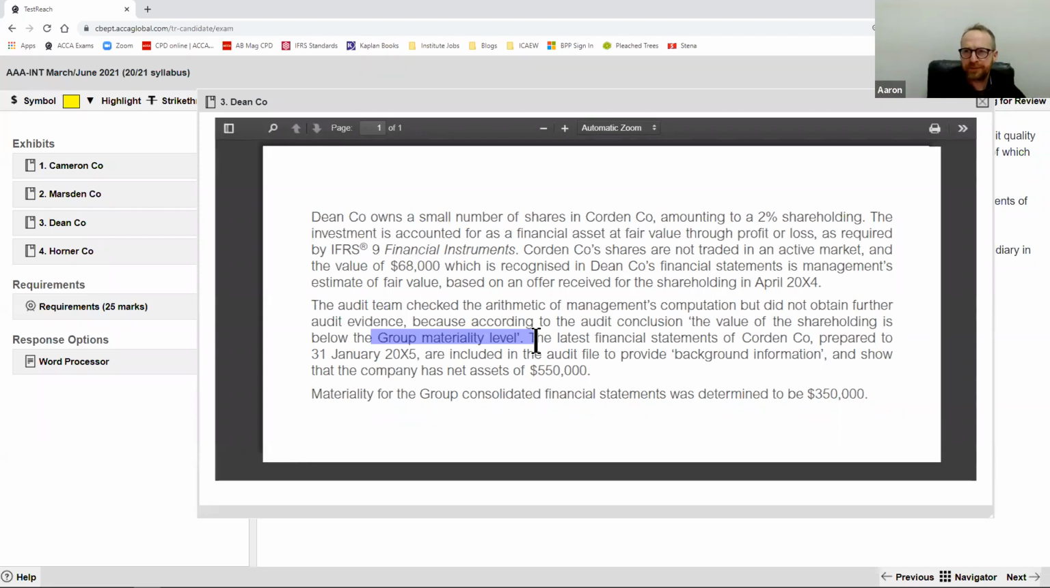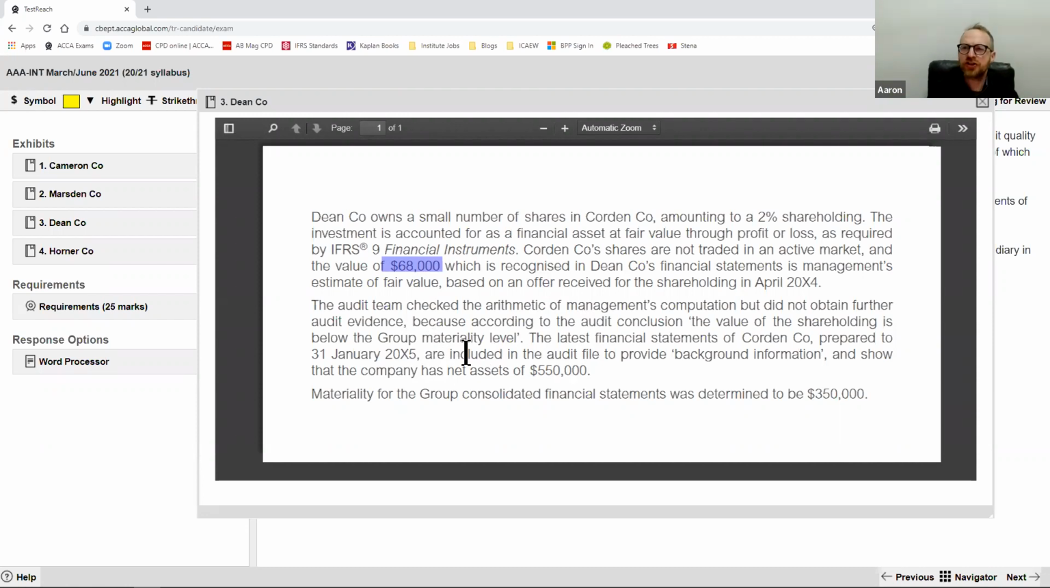So, okay. The latest financial statements prepared show the audit file to provide background information. Company has net assets, 550,000. Just reaching for my calculator, even if I valued this business on a net assets basis, 550 times 2% is 11,000. 68,000 is a lot more than that. Okay, those are the things that are popping into my head.